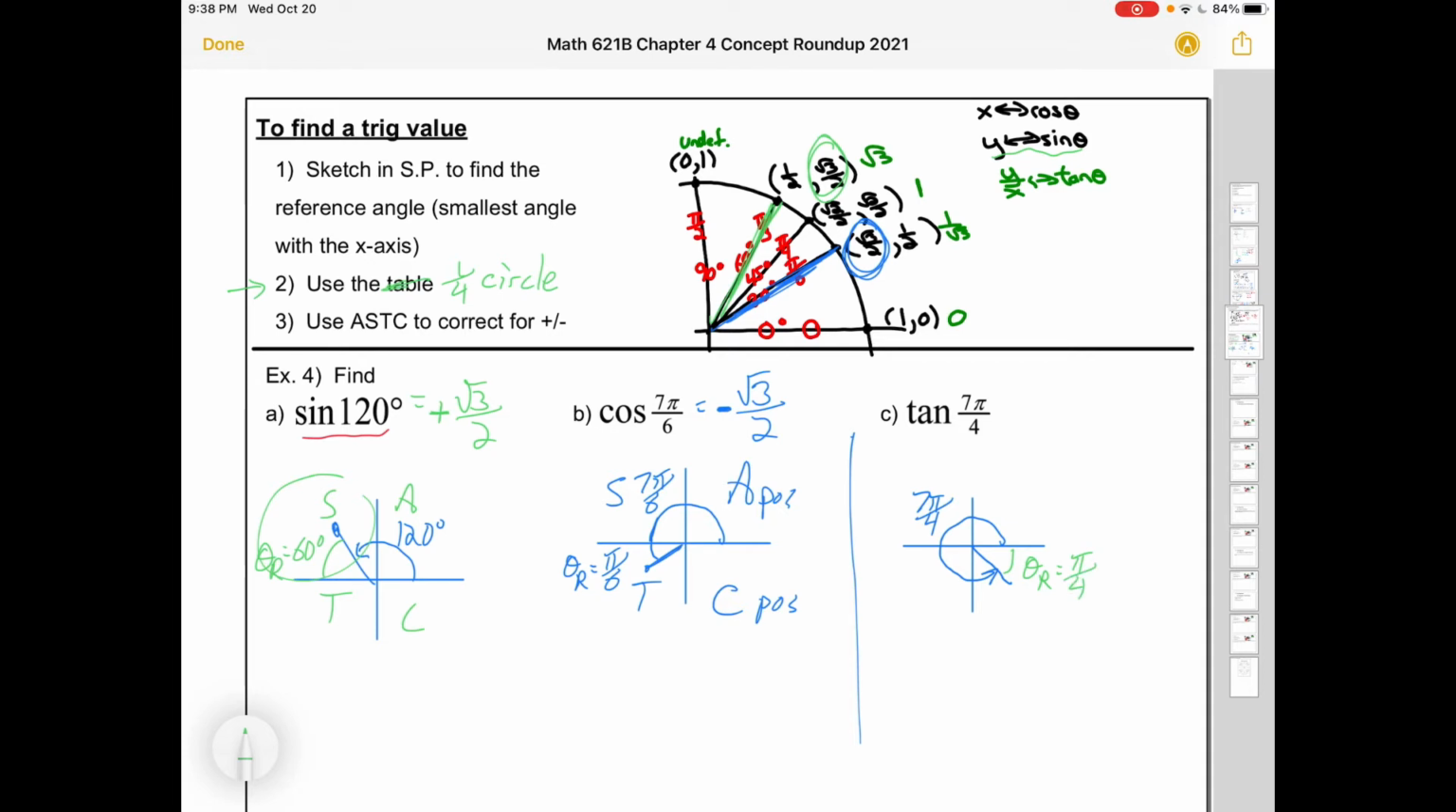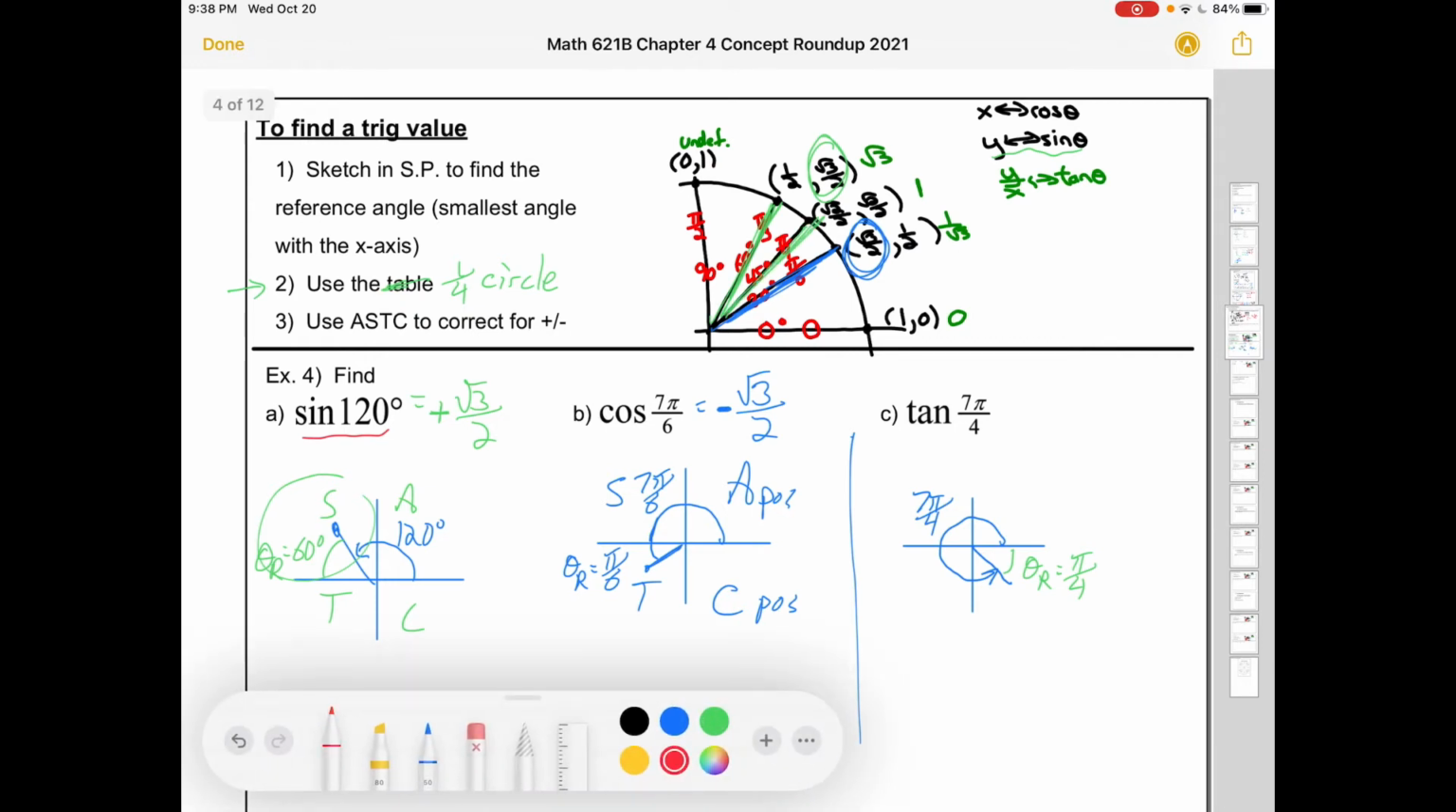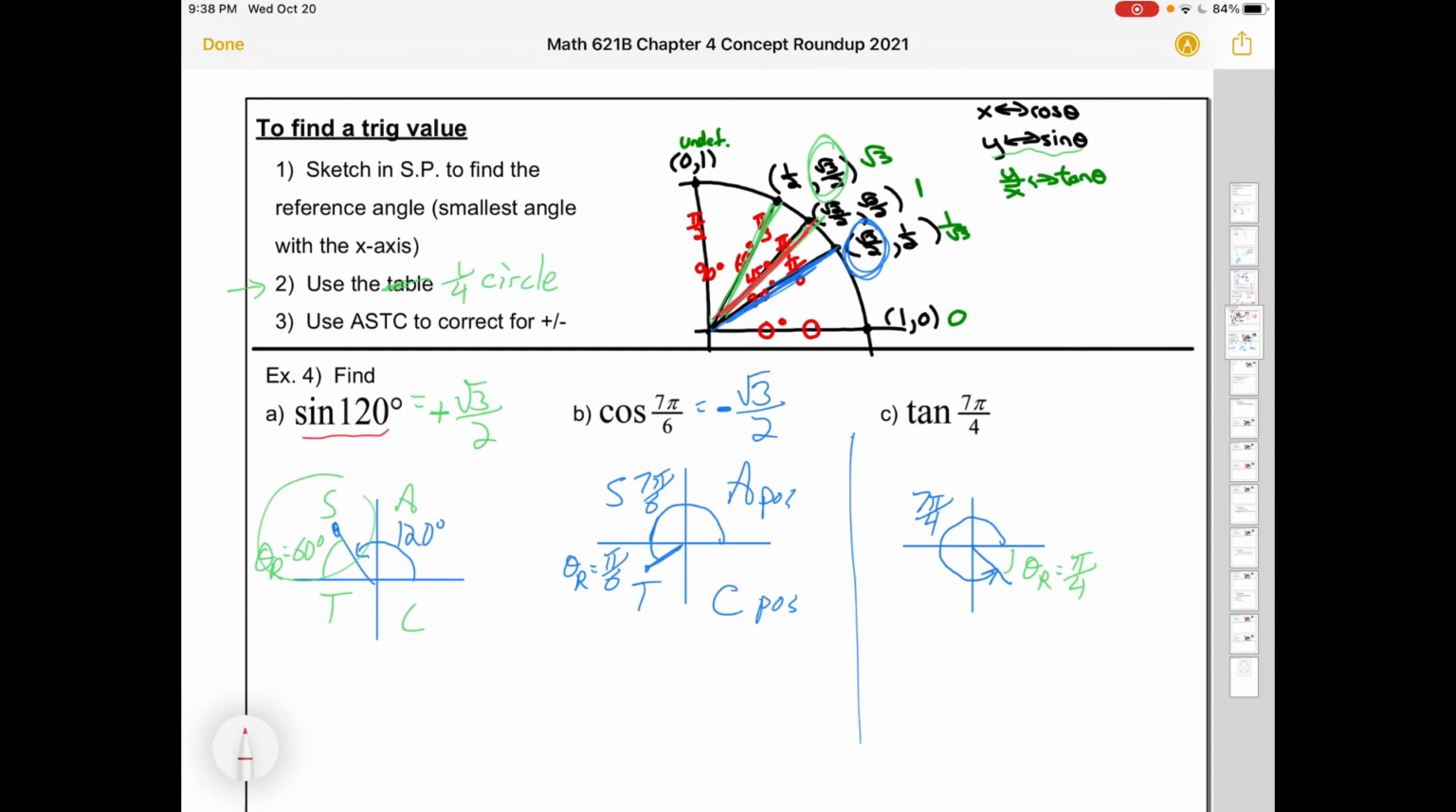And now I have to look, okay, pi over 4 is right here. Maybe I need a new color. It's right here. And I'm looking for the tan value of that, which is 1. Okay, so apparently tan of 7 pi over 4 is 1. And last step, ask yourself, in that quadrant, is tangent positive or negative? It's positive in quadrants 1 and 3. It's negative in this quadrant. So that's how we find these values.